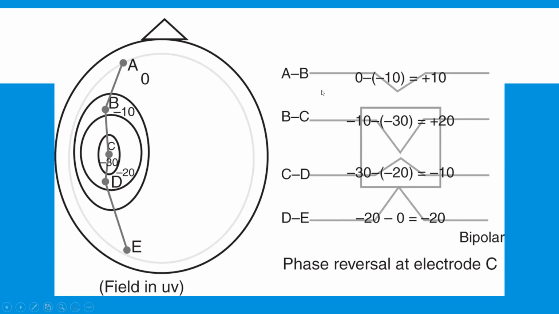So this is a mathematical explanation for why there's a phase reversal. If you subtract A from B, you get 10. So when you compare A to B, that's why you have this smaller deflection. And when you go from B to C, you do the math, you get +20. So you have this deflection. And when you cross over the discharge and go from C to D, you do the same math calculation, you get -10, then -20. So you go from these positive numbers to a negative number. That's why you have a phase reversal.